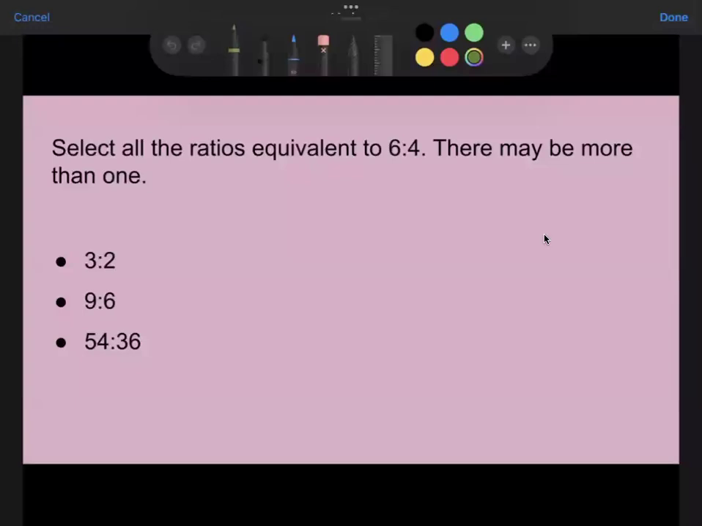Okay, here is our next one. We're going to try to find all the ratios on the left side that are equivalent to 6 to 4. So I'm going to go ahead and rewrite 6 to 4. Now, in the last one, I just used a constant to see if they were equivalent. For this one, I'll use cross multiplication to test out the choices.